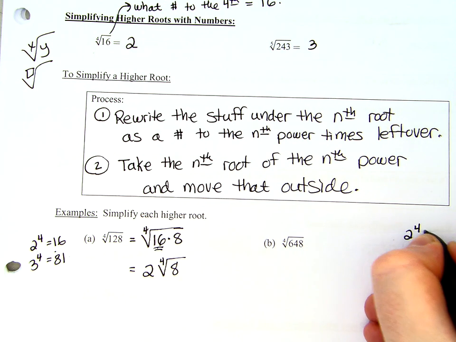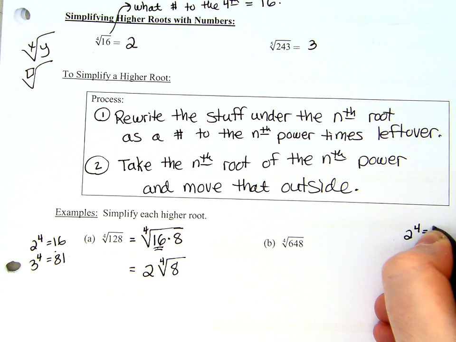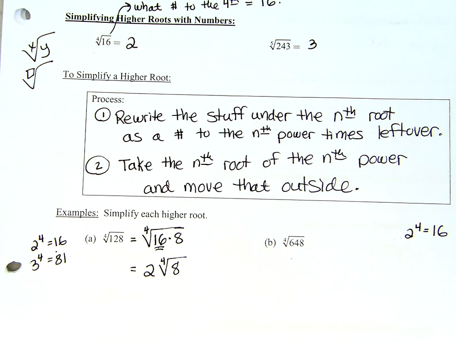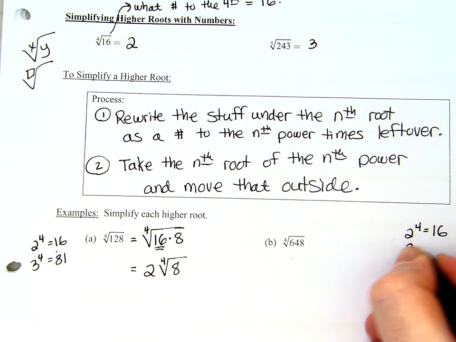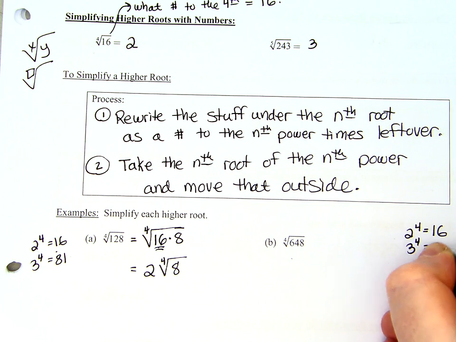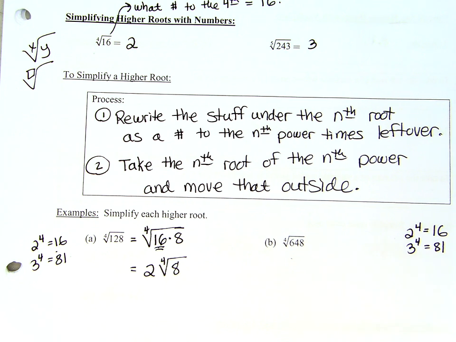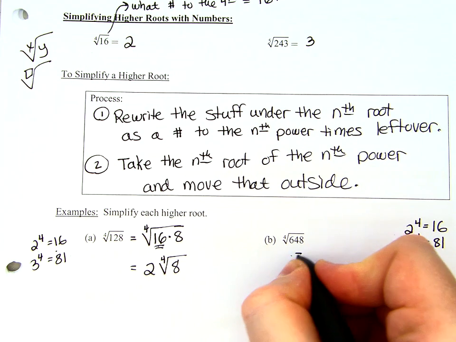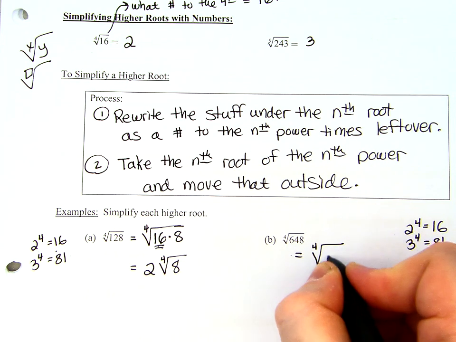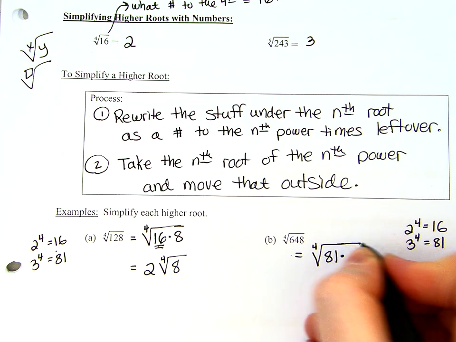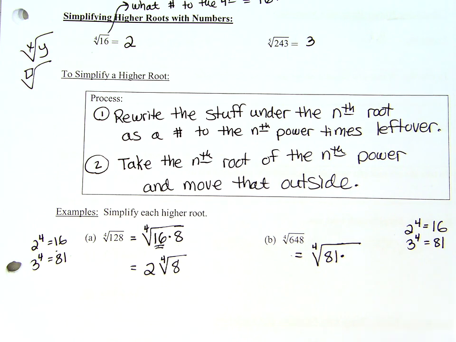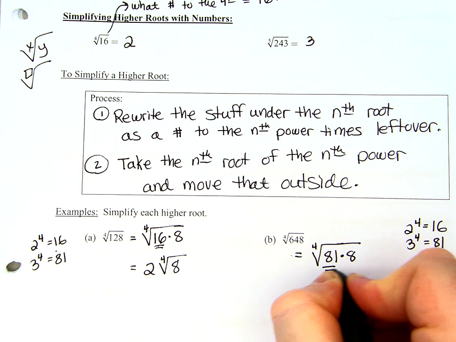Well, what is 2 to the fourth? 16. Okay, go try to divide that by 16. Is it good? No. Okay, so I'm going to move on. 3 to the fourth is 81. And I'm writing these here. I don't think you always have to write. I think you can just use your calculator to create them and then see if they work. Does 81 work? Yeah. This is going to be the fourth root of 81. And what's left over? 8 once again.